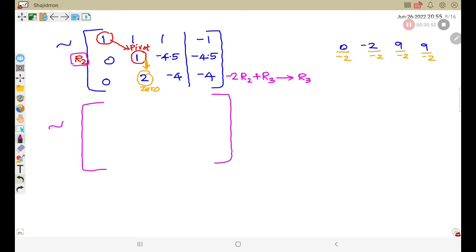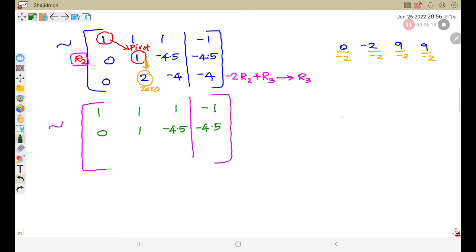So now we need to change that matrix, the equivalent matrix. Minus 2 multiply R2 plus R3 gives R3. So the first row has no change: 1, 1, 1, minus 1. The second row has no change: 0, 1, minus 4.5, minus 4.5. The third row we need to change by this operation.